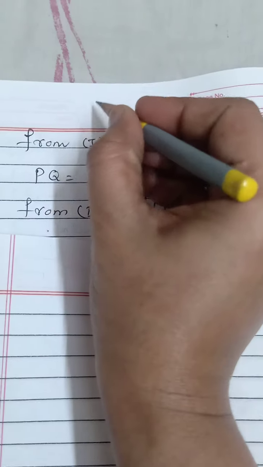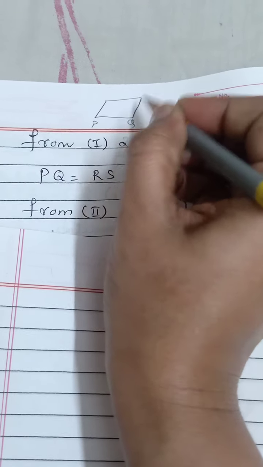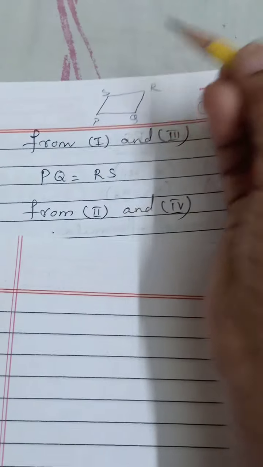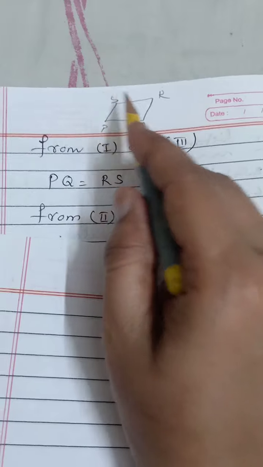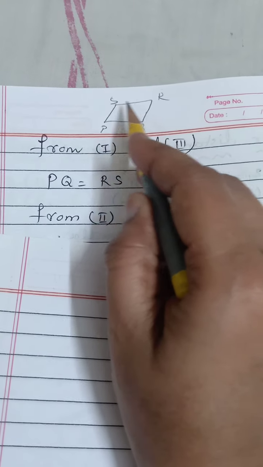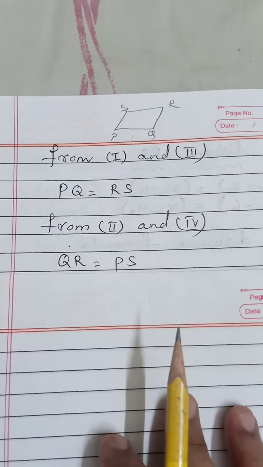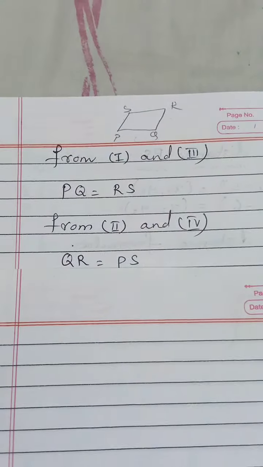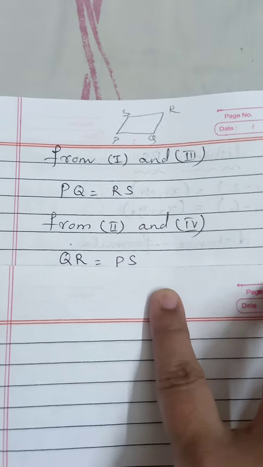See here, if I draw a parallelogram and give it the name PQRS, this PQ and RS are nothing but the opposite sides. Similarly, this QR and PS are also opposite sides. So in these two statements, what have we got? We have got that opposite sides are congruent.